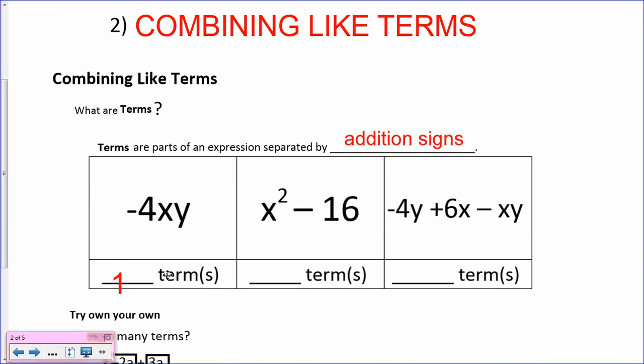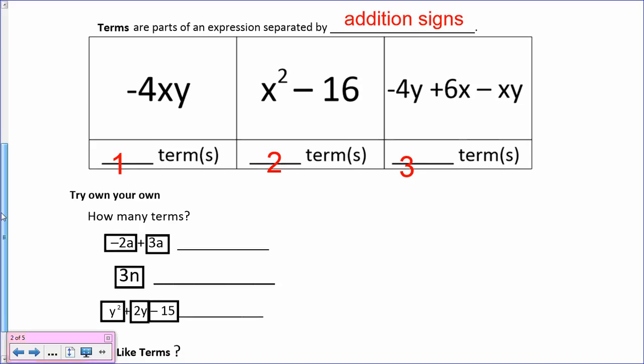Alright, so one term here, and two terms here. X squared minus 16 is two terms, where the two terms are x squared and negative 16. Here, you can probably figure it out. We have three terms: negative 4y, positive 6x, and this minus sign can be written as plus negative xy, so negative xy is our third term. Three terms here.